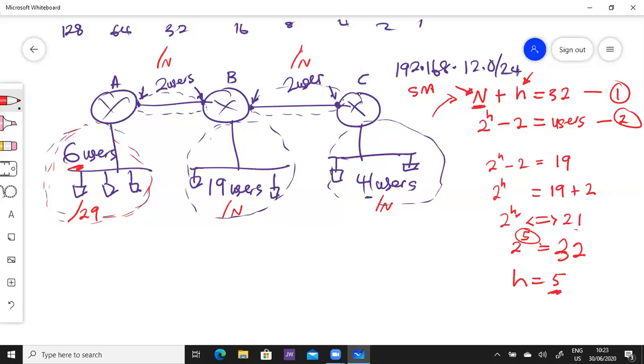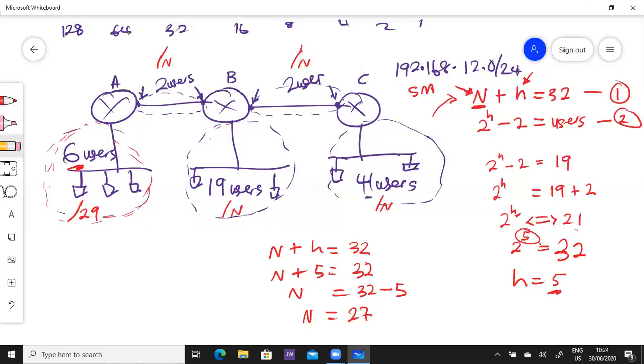Once h is equal to 5, we go to equation 1 to substitute 5 in place of h. So we have n plus 5 is equal to 32, where n is equal to 32 minus 5. 5 will cross the equal sign to be a negative. N is equal to 27. So for the 19 users, our subnet mask has to be /27. Very, very easy step.